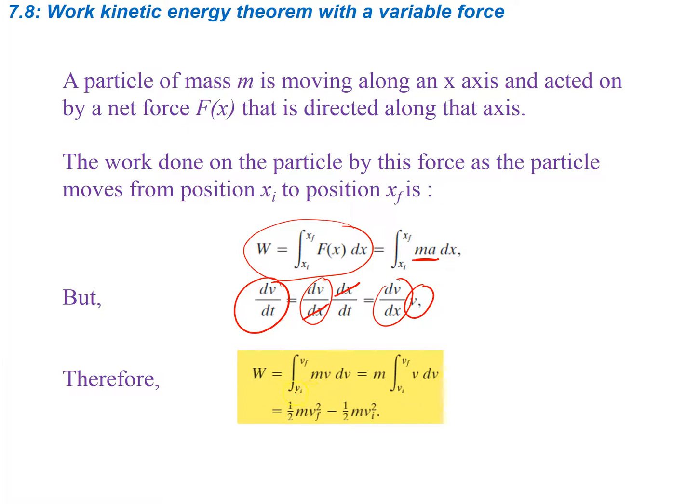Therefore, our work is going to be mass times the velocity times dv. Pull out the mass, and you get the integral from velocity initial to velocity final of velocity dv. And then that ends up being our change in kinetic energy, which is our work-energy theorem. Work is equal to our change in kinetic energy.